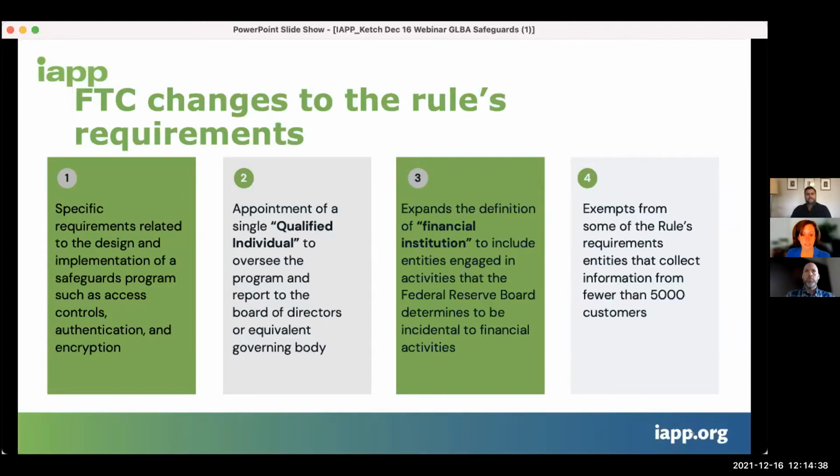But they're still, and they're excepted, I should say, from a written risk assessment, continuous monitoring or annual pen testing, a written incident response plan, and a written report by a qualified individual or that CISO-like role. But they do still need to comply with other aspects of the amended Safeguards Rule.